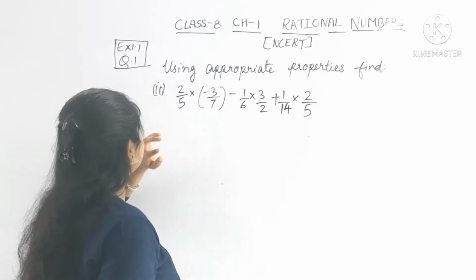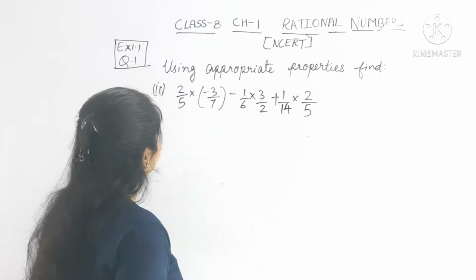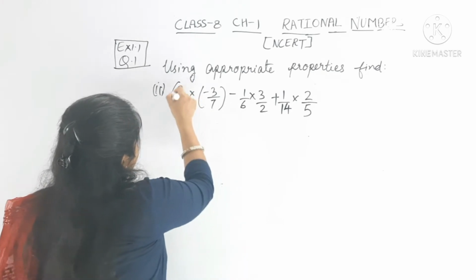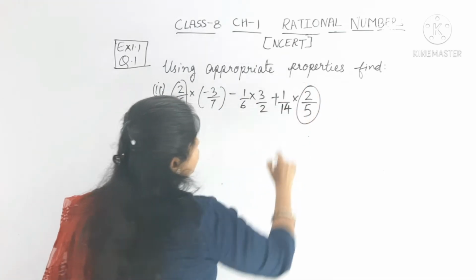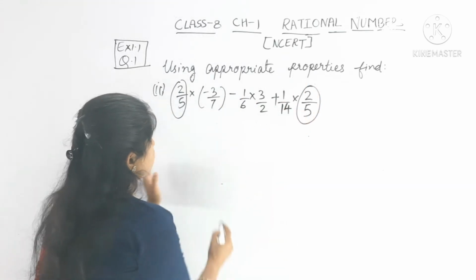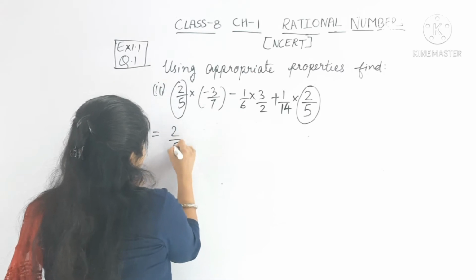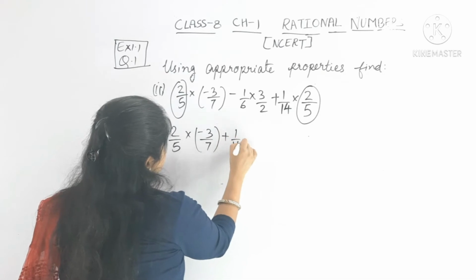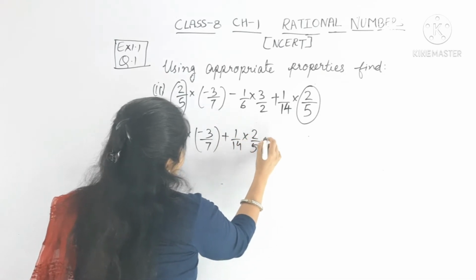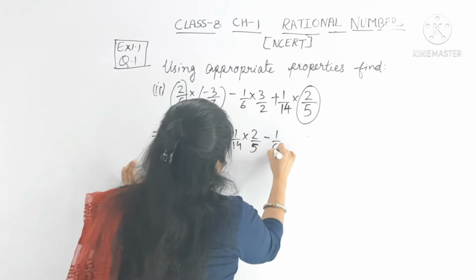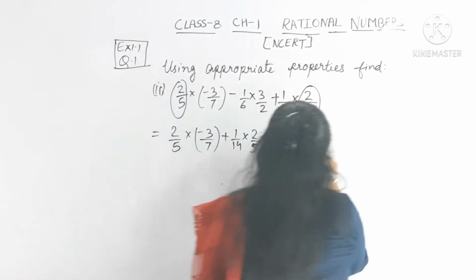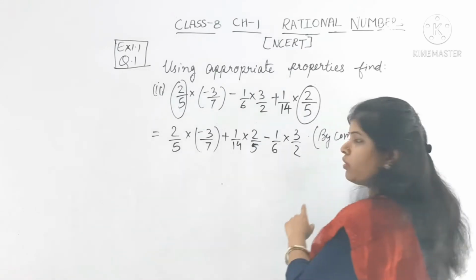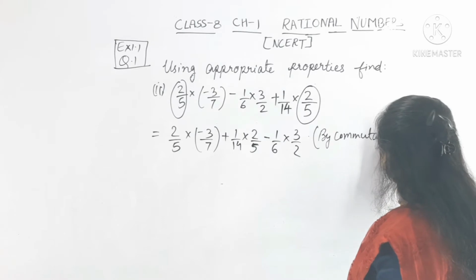Okay. So let's see, students, part 2 of question number 1. The same here also. Here is 2 by 5 and here is also 2 by 5. So we will write like this: 2 by 5 into minus 3 by 7 plus 1 by 14 into 2 by 5 minus 1 by 6 into 3 by 2. How is it possible? By commutative property.